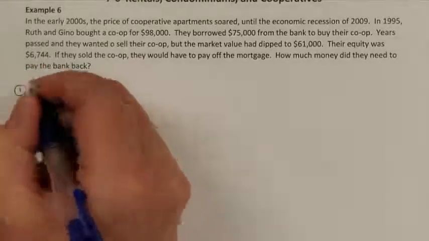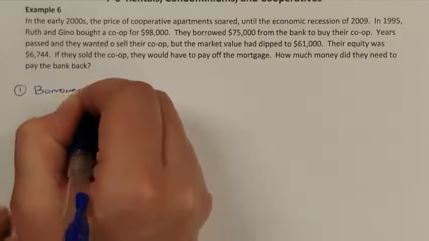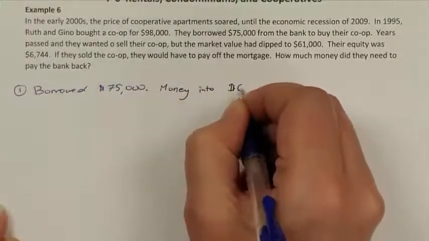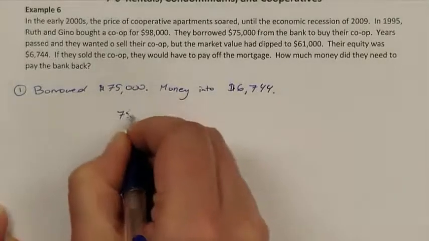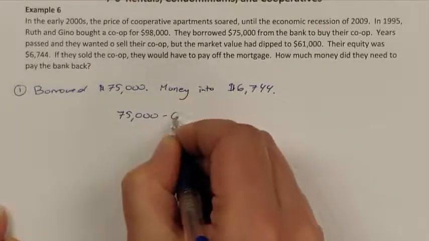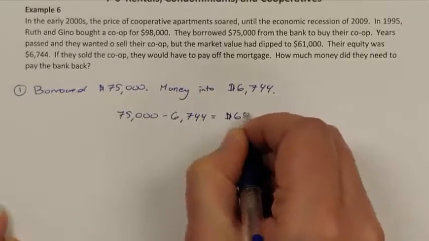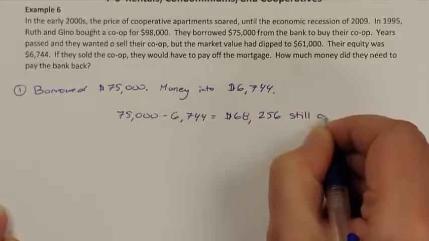So the first question we need to figure out is, we know that they borrowed $75,000. The money that they put into the home is $6,744 because that was their equity. That means if I subtract their equity from how much they borrowed, I will know how much they still owe the bank. So $68,256 is how much they still owe the bank.